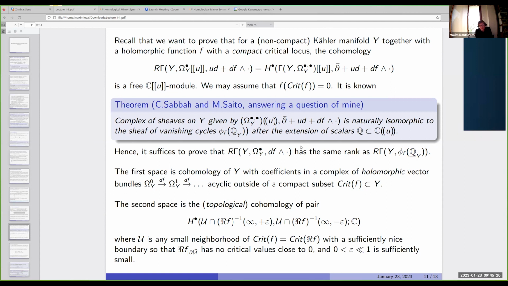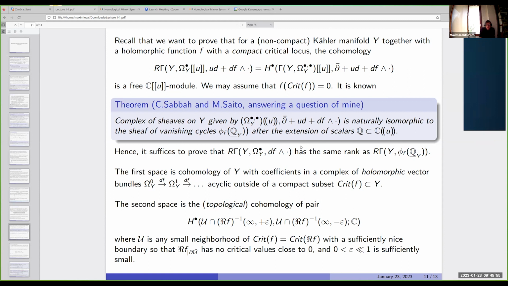is also described in topological ways, as cohomology of a pair. Namely, we take a small neighborhood of the critical locus of my function, with the same critical locus as the real part of my function, a real valued function, with sufficiently nice boundary, such that if you restrict things to the boundary, it has no critical values close to zero. So it's a little box around the critical locus.